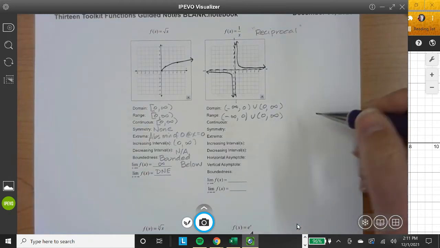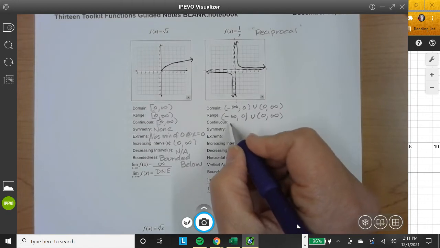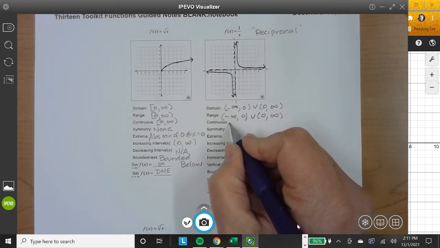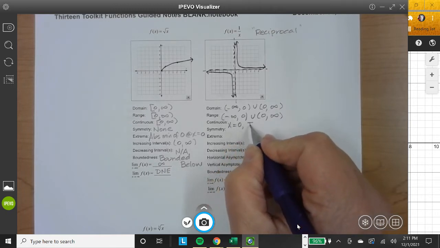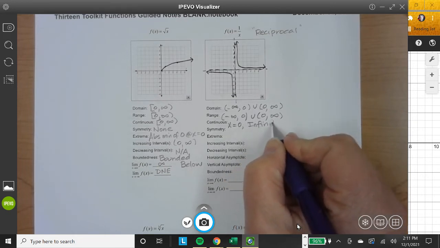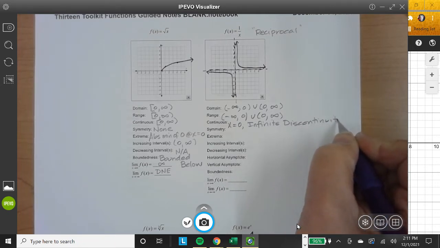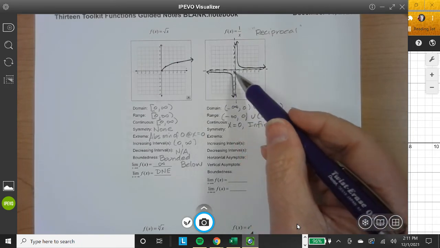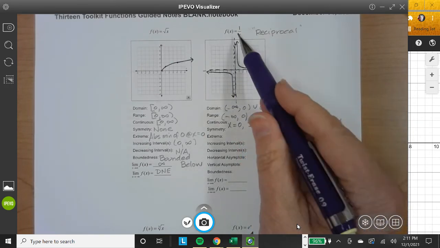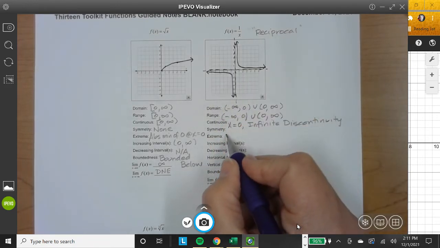All right, now, continuous? Well, no, this is not continuous for all real numbers. It's continuous everywhere except x equals 0. What kind of discontinuity do we have? We have an infinite discontinuity. Okay. And why is it infinite? Because when I approach 0, my function is headed to negative infinity or infinity. Extrema, does it look like it has any high or low points? Well, the answer is no, so it's none.